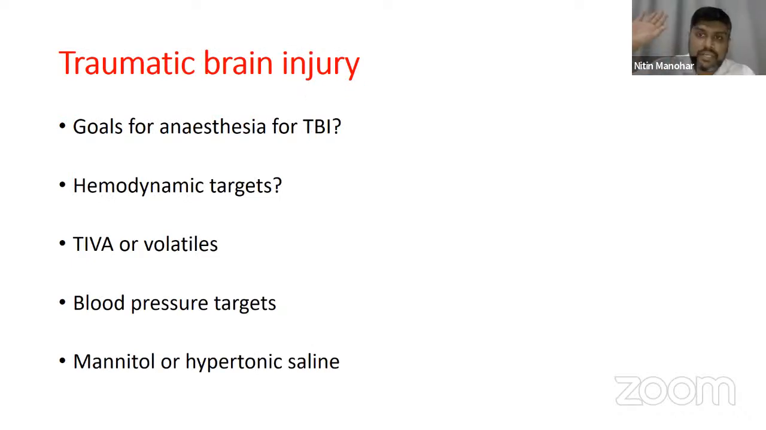I think secondary brain injury should be avoided: hyperglycemia, hypercarbia, hypotension, hypertension, all the secondary brain injury. We have to keep the physiology as normal as possible.